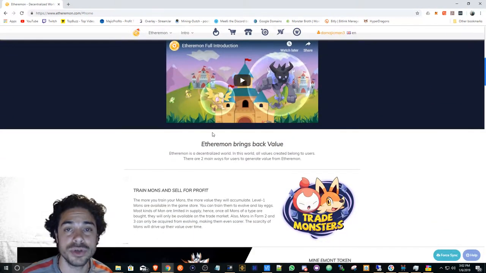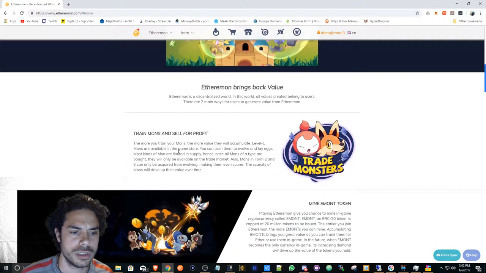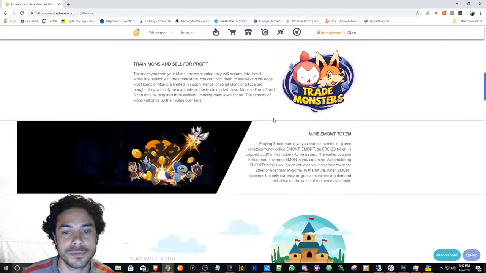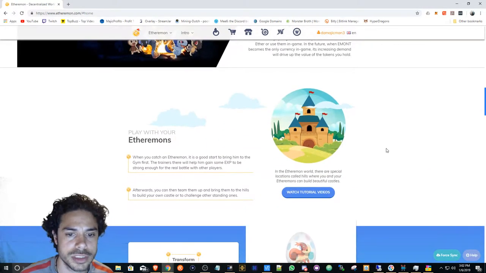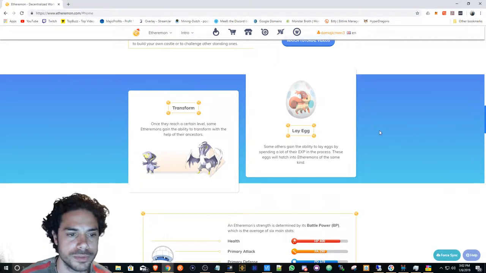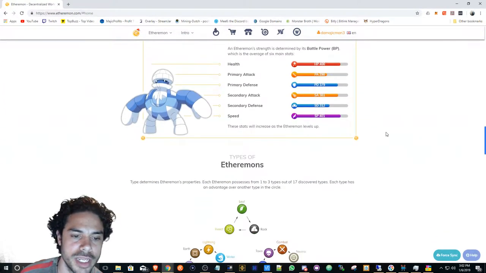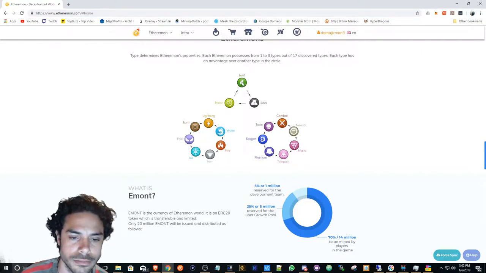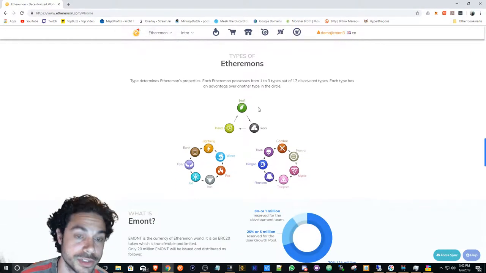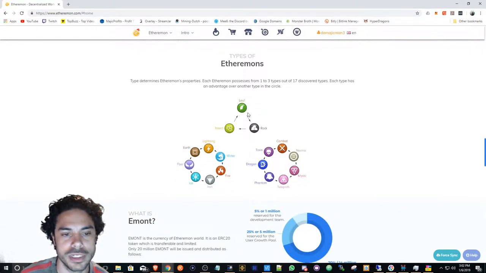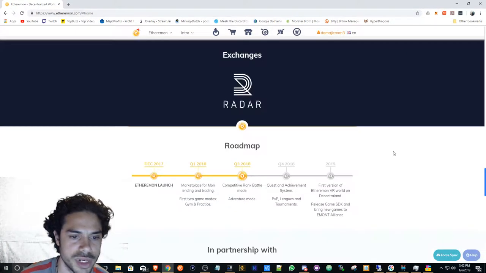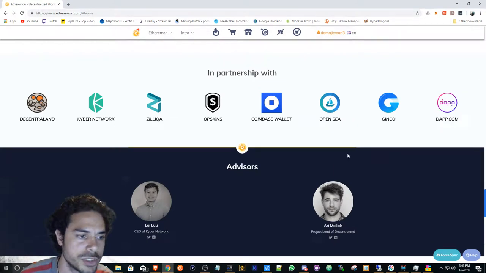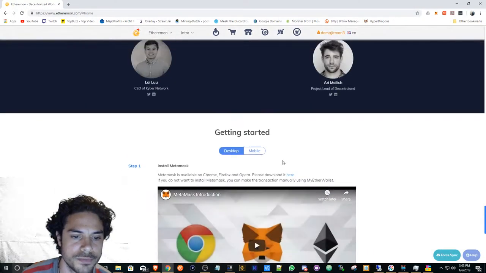There's an introduction video you can watch. Basically, train mons, sell them for profit. You can mine emon tokens. So they have their own in-game token that you can obviously earn. And then as you can see, they have battle types or types of Etheremons. Obviously, leaf is over rock and rock over insect. And you can review that when you're ready. Obviously, they're in partnership with Decentraland, which is the mana token, and they have others.